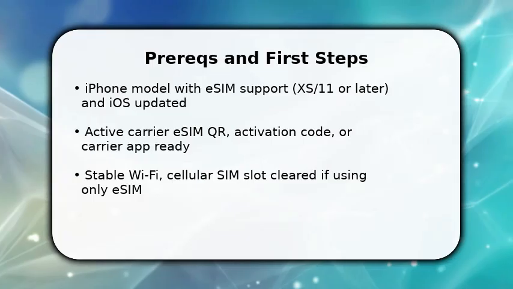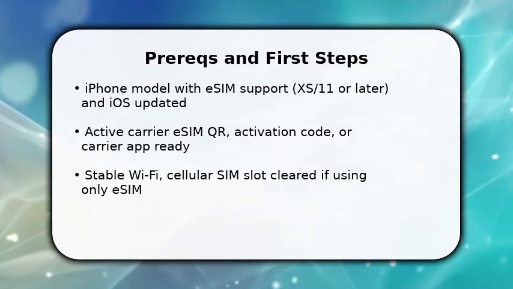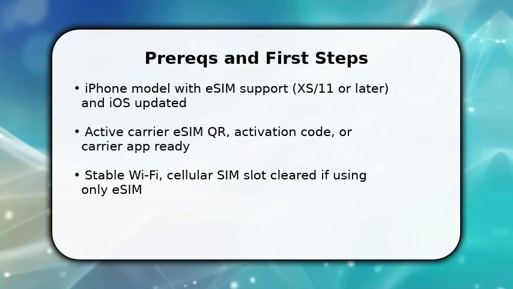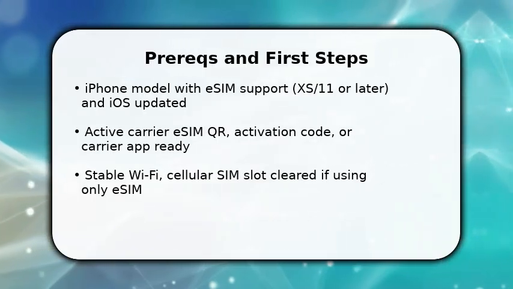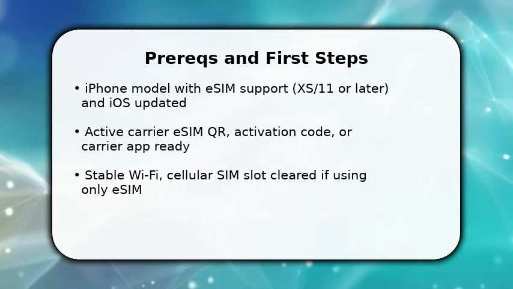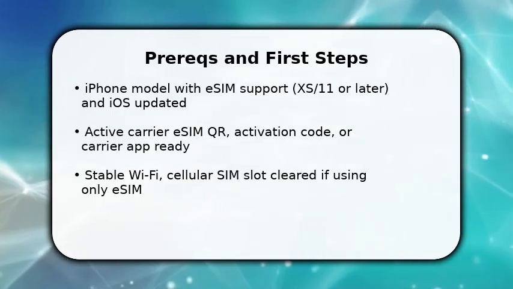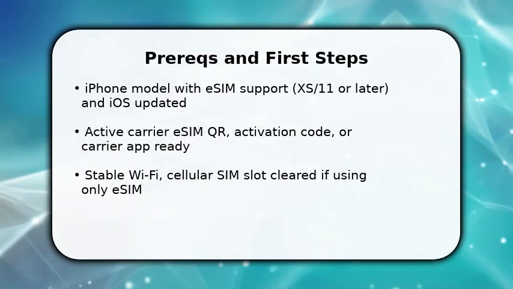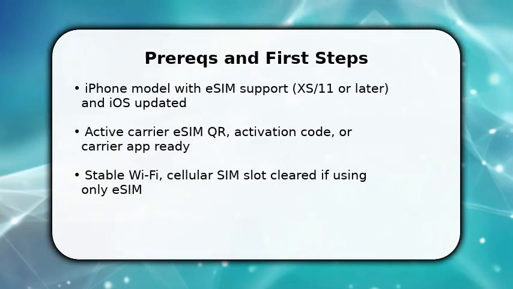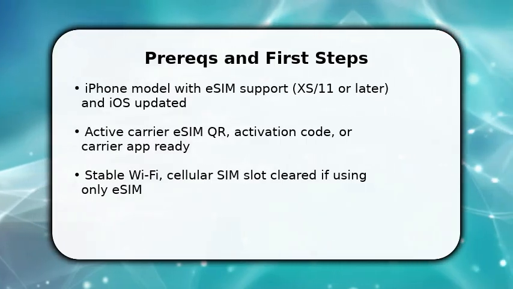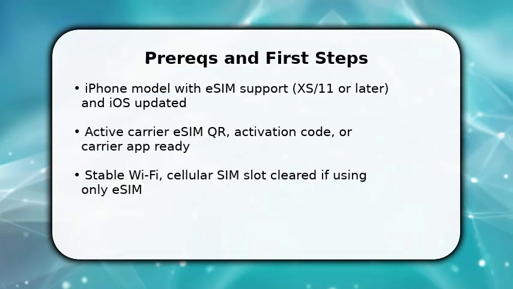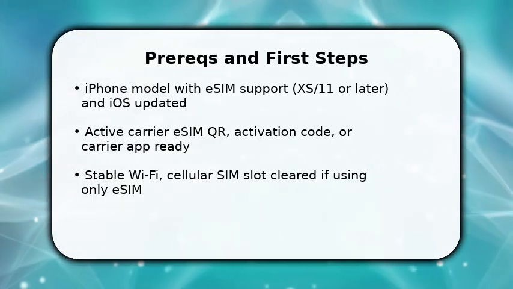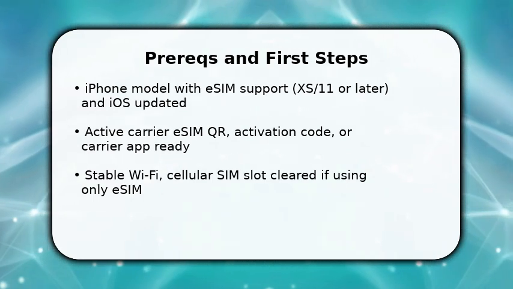You start by confirming the essentials. Make sure your iPhone model supports eSIM and that iOS is up to date to avoid compatibility issues. Next, get the carrier eSIM QR code or activation details ready, or install the carrier app if they provide provisioning that way. Once done, connect to a stable Wi-Fi network and remove any physical SIM if you plan to use only an eSIM. This prevents confusion between profiles when you add the new plan.